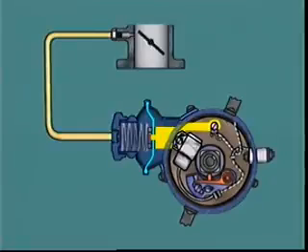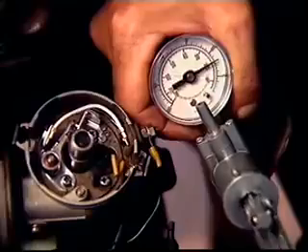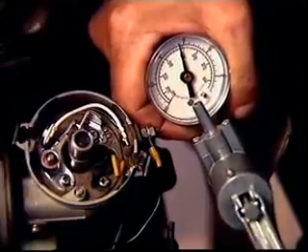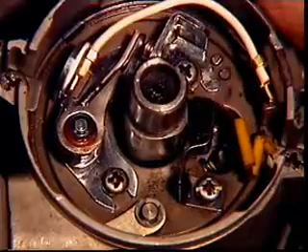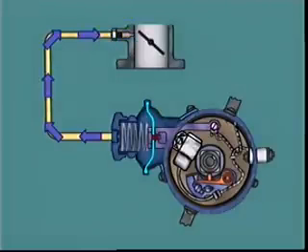A mechanical link on the other side connects the diaphragm to the distributor base plate. The base plate is movable and can be rotated in relation to the distributor body in the opposite direction to the distributor cam rotation. The port in the throttle body is above the throttle plate when the engine is idling, and no vacuum can reach the advance unit. However, at light throttle openings, the vacuum port is exposed and manifold vacuum is transmitted to the sealed chamber.